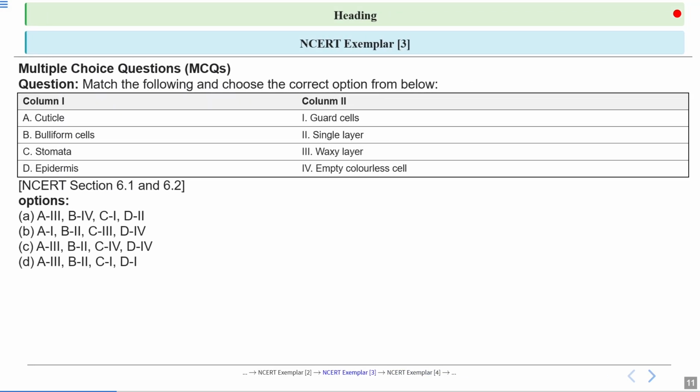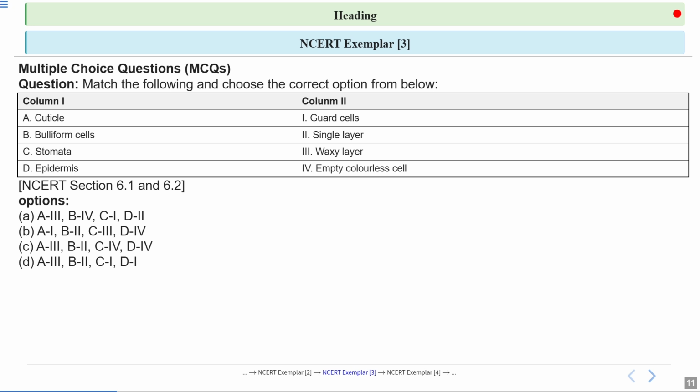Next question. Match the following and choose the correct option from below. Now we have two columns, column 1 and column 2. A. Cuticle. B. Bulliform cells. C. Stomata. And D. Epidermis. Column 2: first, guard cells. Second, single layer. Third, waxy layer. Fourth, empty colorless cells.